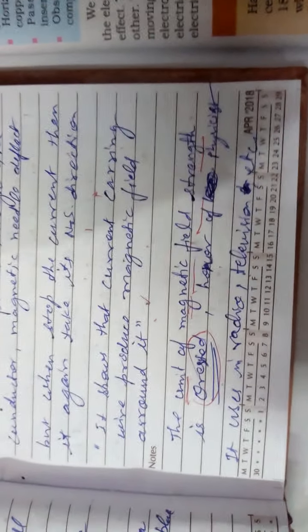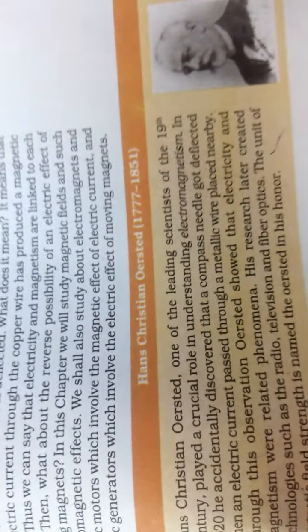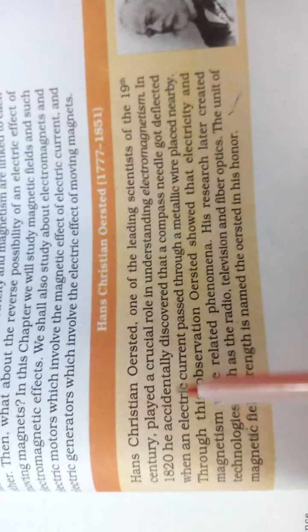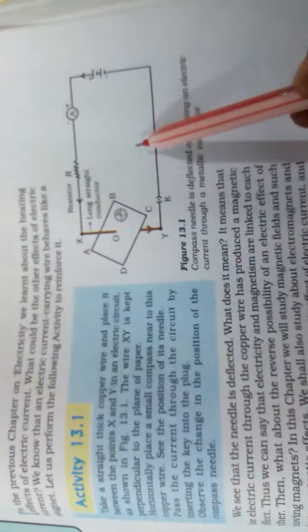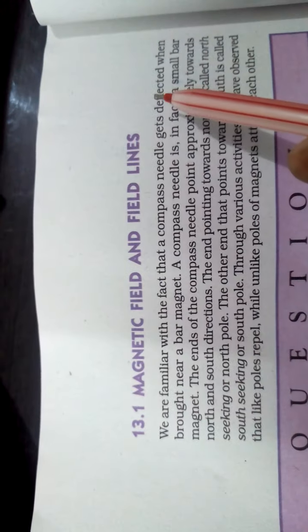It uses electromagnets. So after this you will see a very important thing, another topic. We have seen here the experiment of the physicist in 1820. In 1820 he discovered this by this experiment. It is a very important experiment, and after this we will study the magnetic field and field lines.